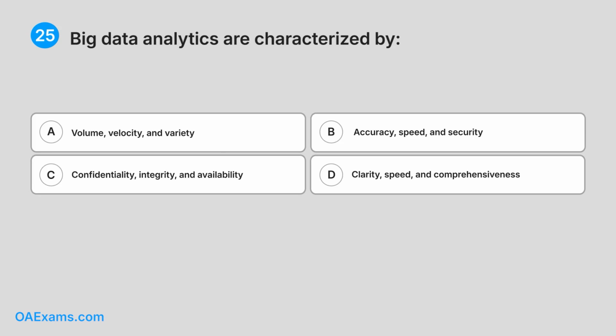25. Big data analytics are characterized by A. Volume, velocity, and variety. B. Accuracy, speed, and security. C. Confidentiality, integrity, and availability. D. Clarity, speed, and comprehensiveness. Can you guess the answer?